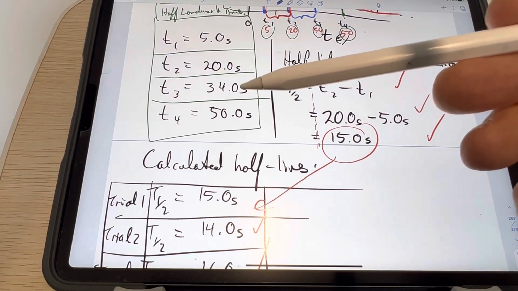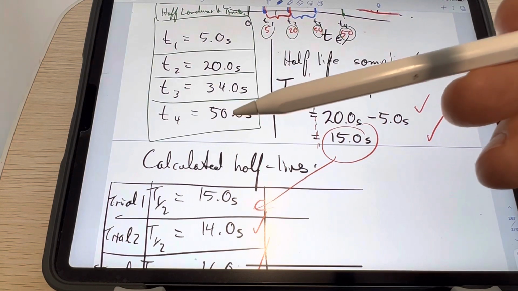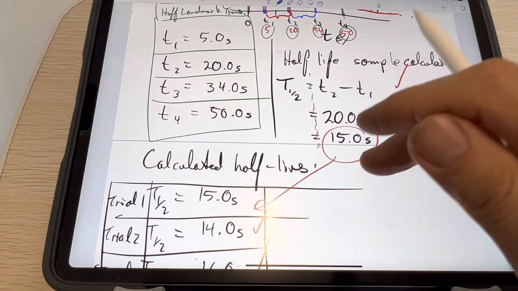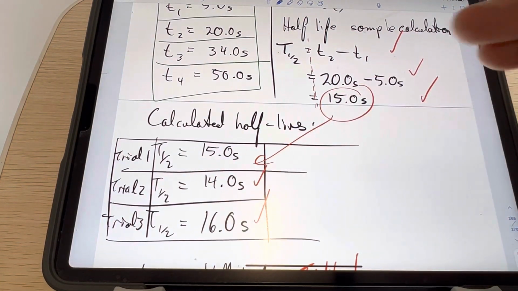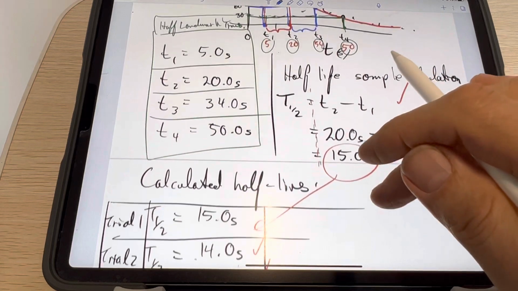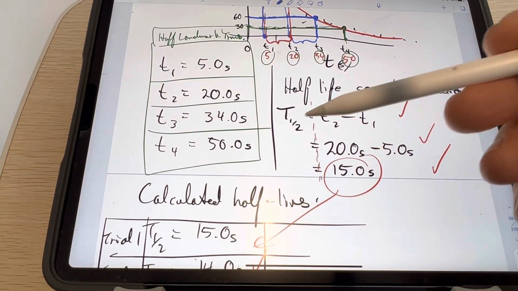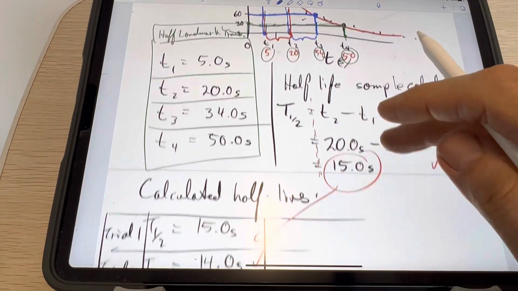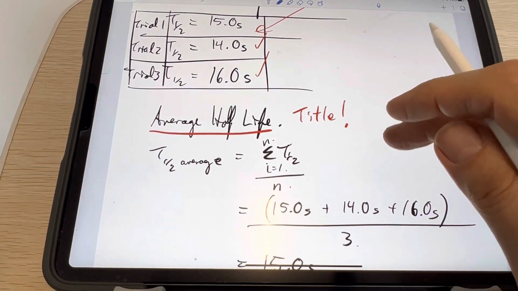The next one over here, rather, is going to give you 34 minus 20. That's going to be 14 seconds. The next one, 50 seconds minus 34. That's going to give you 16 seconds. And you can write those down in the next table of calculated half-lives. But you only have to provide one sample calculation of the half-life with the equation, with the data in units, and then with the answer. Nice. And now we're getting on to it.